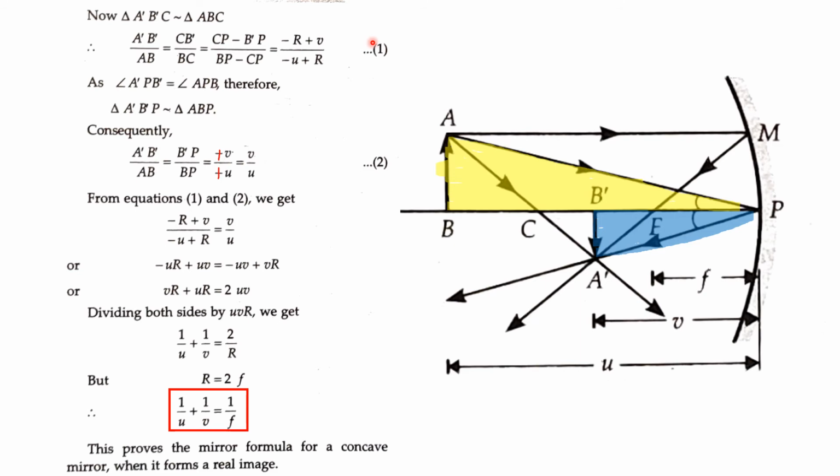Now since both of them are equal to A dash B dash by AB, from equation 1 and equation 2, I can write minus R plus V divided by minus U plus R equals V by U. Now I can take this U and multiply on the numerator. So U times R is minus UR, U times V is plus UV. Similarly, I can take this one to the numerator and multiply with V. So if I multiply this one in the numerator, it is U plus.